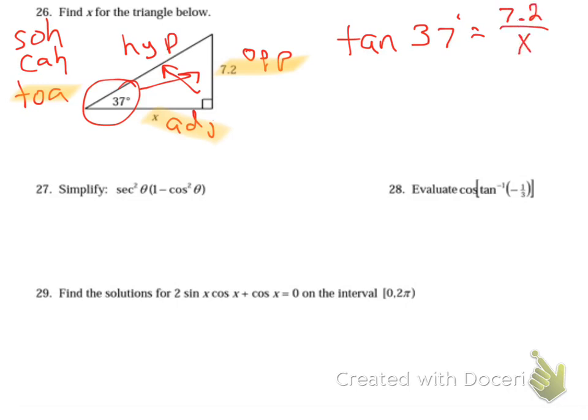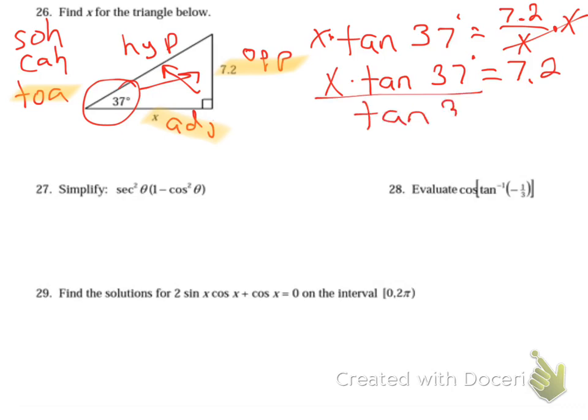x. To solve for x, I have to get it out of the fraction, so I'm going to multiply each side by x. Sorry, when I get close to the edge, it likes to go to the next page. So I have x times the tangent of 37 equals just 7.2 because the x's cancel. Then I divide through by the tangent of 37, and I get x equals 7.2 divided by the tangent of 37, and you get x equals 9.55.